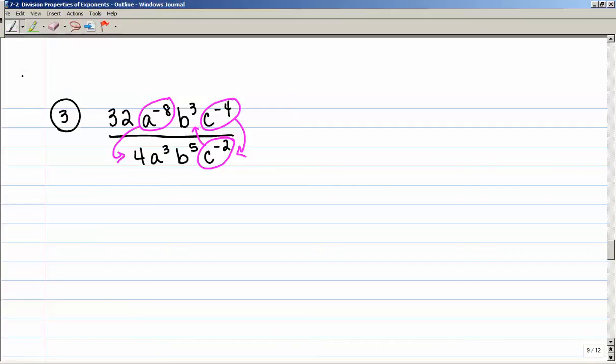So I'm not going to do any simplifying yet. So I have my 32 stays on top. I had a b cubed that stays on top. And from the bottom, the c squared moved up.